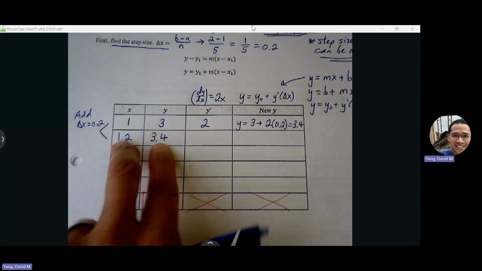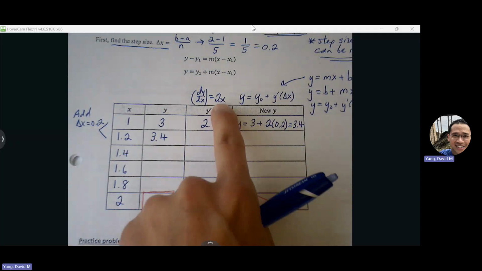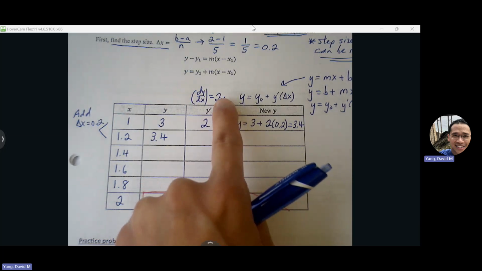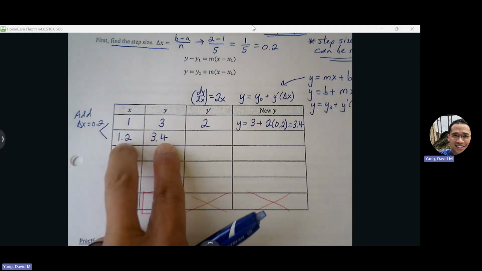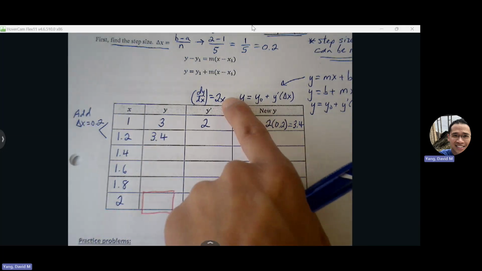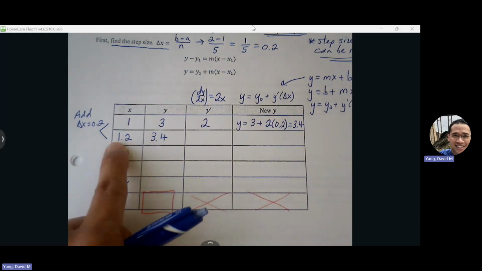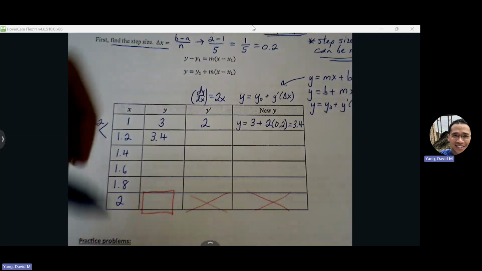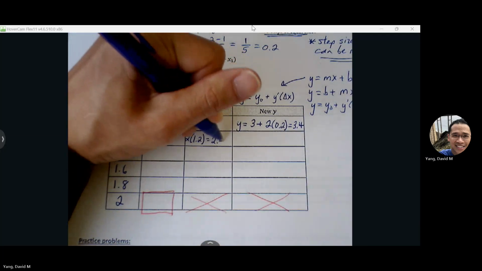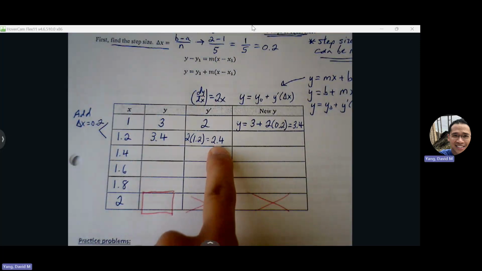So now we're going to take this ordered pair and plug it into the differential equation, into the derivative. Sometimes the derivative requires more than just an x, or it may require x and y, or it may require just the y. You just have to plug in whatever is needed, but everything that you need is here. So if they need the x, you'll plug in 1.2. If they need the y, you'll plug in 3.4. But in this case, our derivative only requires an x. So take the current x that you're on, 2 times 1.2. And this is my new slope.